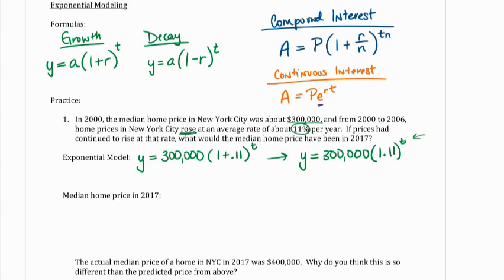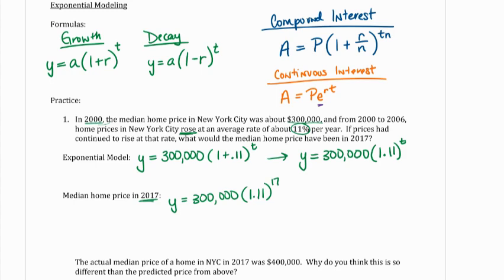Okay, so if I want the median home price in 2017, now be careful here. Remember, this t is my number of years. We started in 2000, that was our starting one, and now we want to know the price in 2017. So that's been 17 years, so I'm going to plug in 17 for my t. So y equals 300,000 times 1.11 to the 17th power.